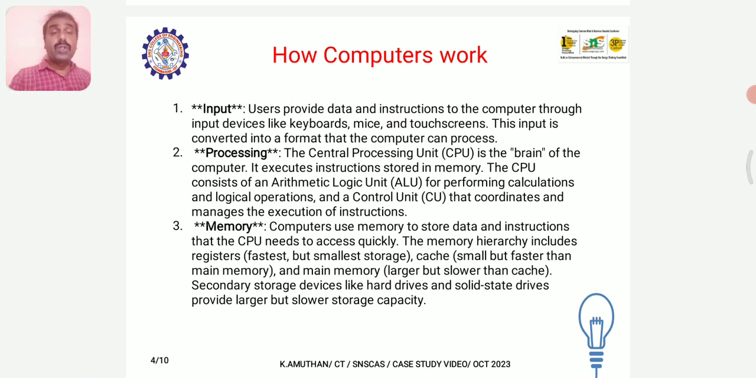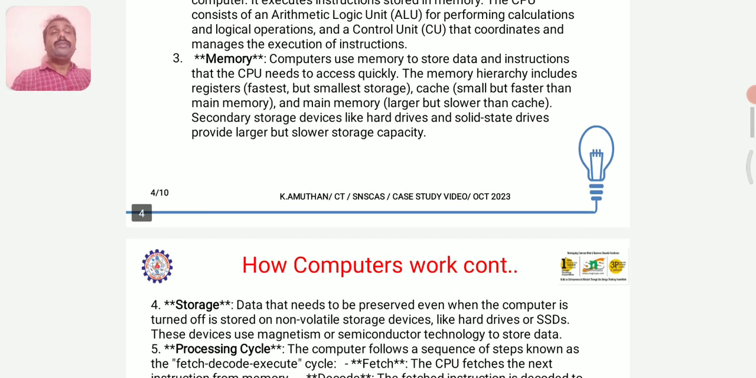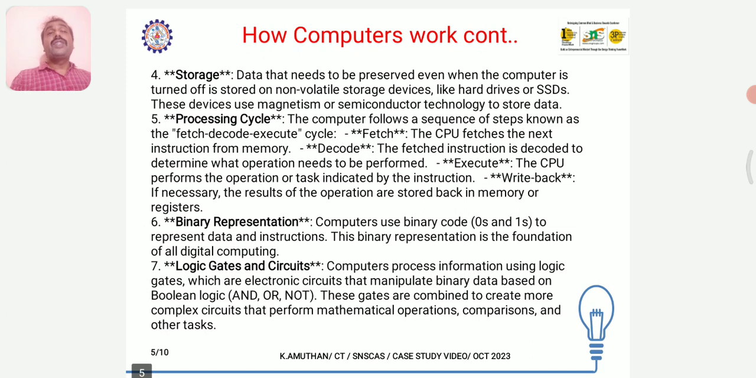Memory is used to store the data and instructions that the CPU needs to access quickly. The memory hierarchy includes register, cache, and main memory. Secondary storage devices are like hard disk drives and solid state drives. Next, storage: data that needs to be preserved even when the computer is turned off. Even when the computer is turned off, the data can be retained.